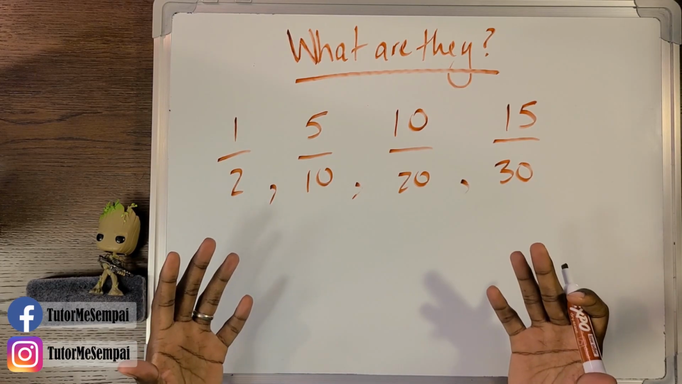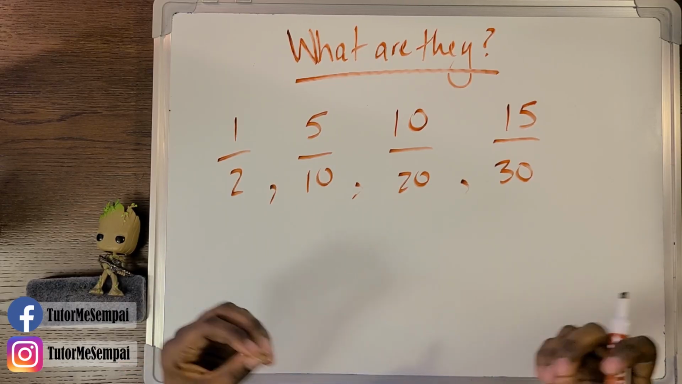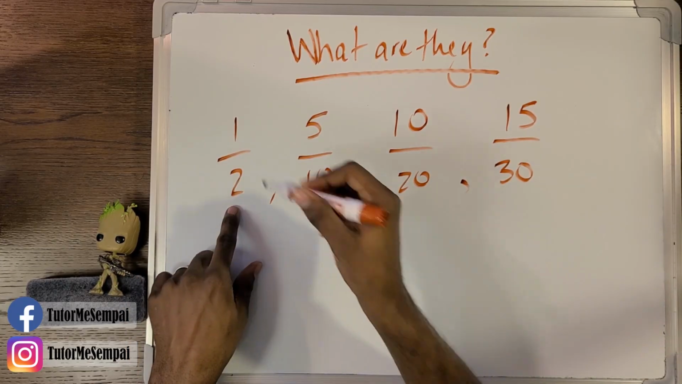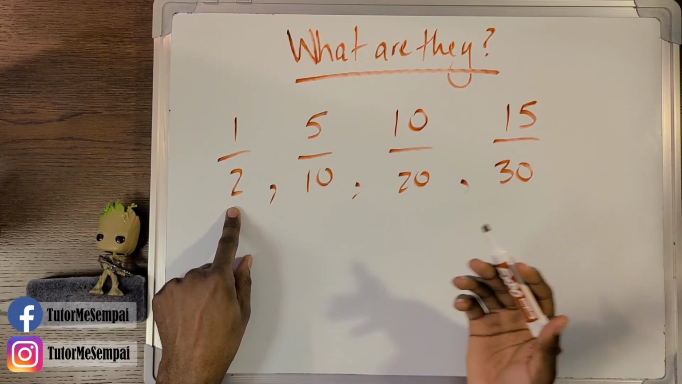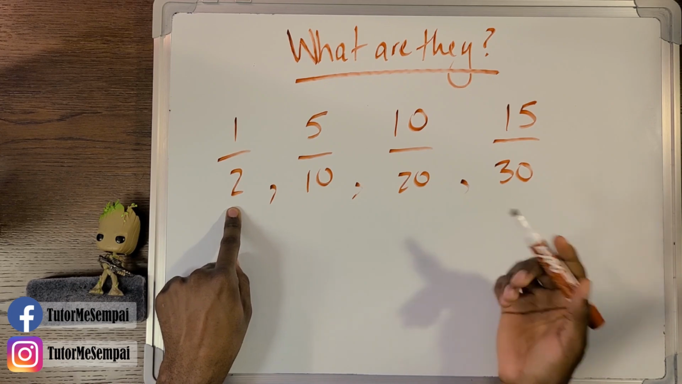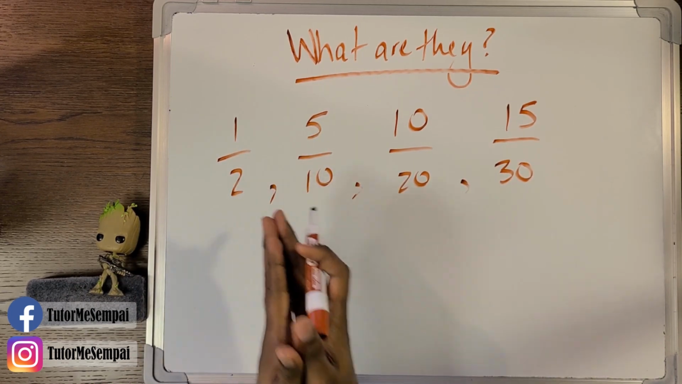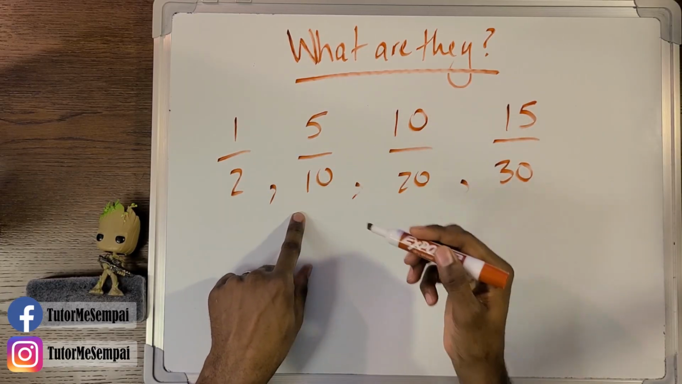Now, what are equivalent fractions? Well, equivalent fractions are just going to be fractions that mean the same thing. So if you look at these fractions here, 1/2, what does that tell you? Well, you have half of something, right? 1 is half of 2. You have half of something. 1/2 is a half.